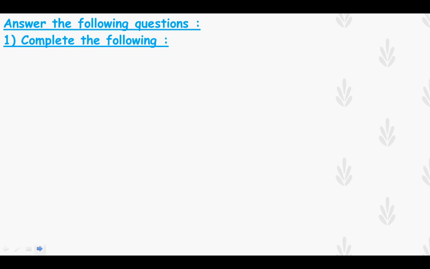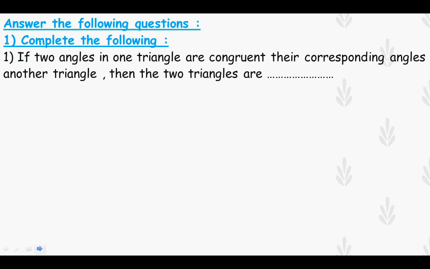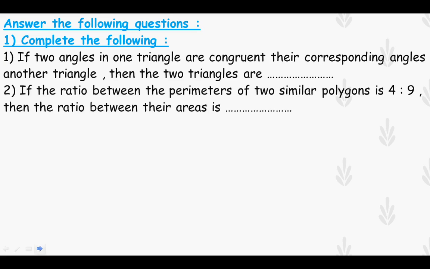Okay. Let's go to another example. Answer the following question. Okay. Let's solve some problems on what we have studied and we are going to complete our lesson.